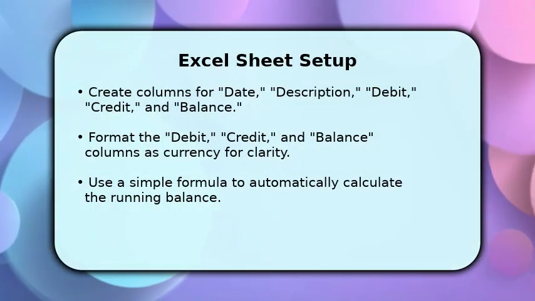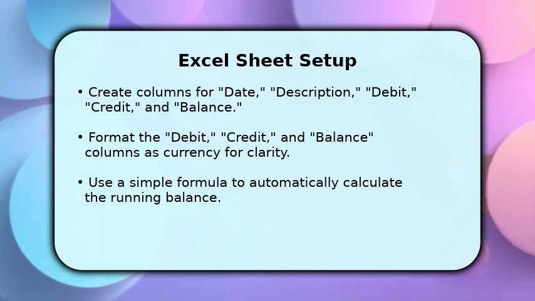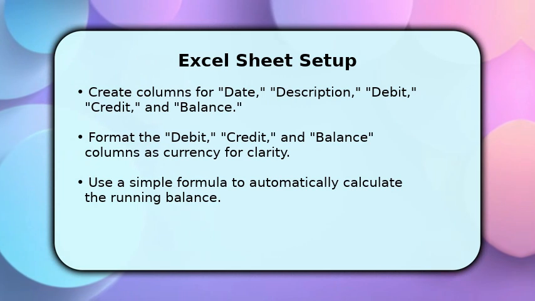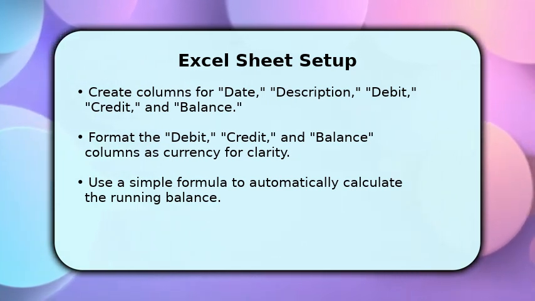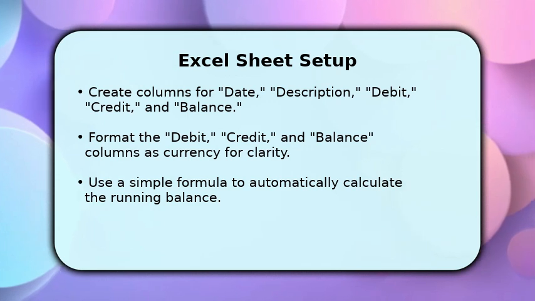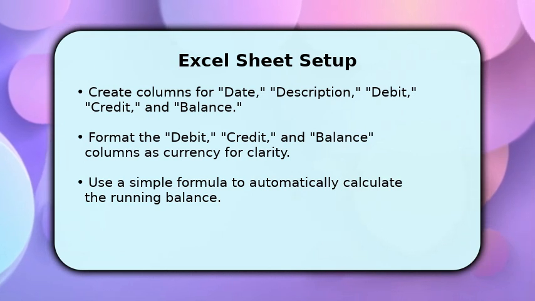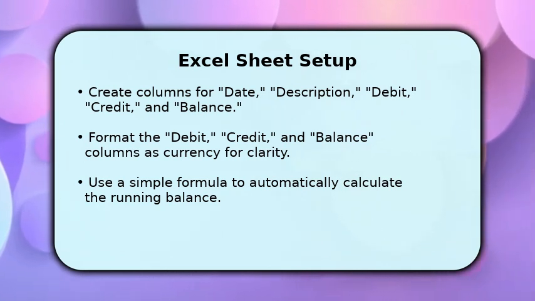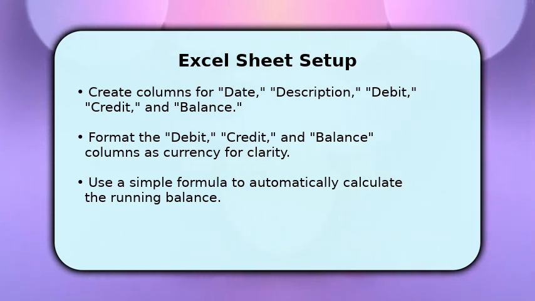Now let's set up your Excel sheet. Begin by creating 5 clear columns: date, description, debit, credit, and balance. It's crucial to format the debit, credit, and balance columns as currency to ensure all monetary values are displayed correctly. For the balance column, you'll use a simple formula. This formula will automatically update the running balance with each new entry, making your ledger dynamic and easy to follow. This setup forms the backbone of your efficient party ledger.